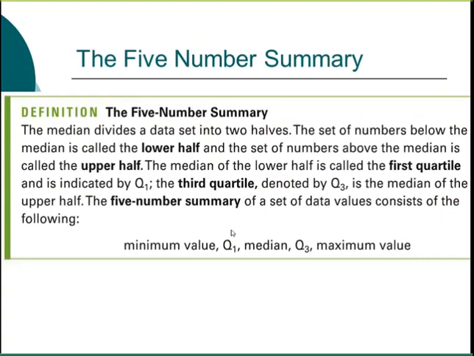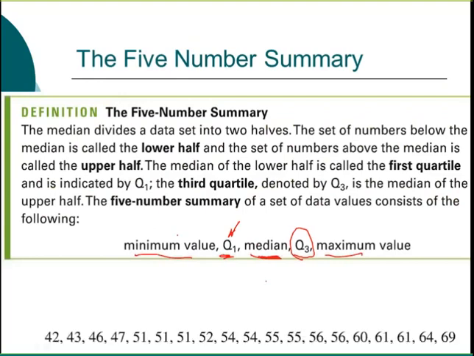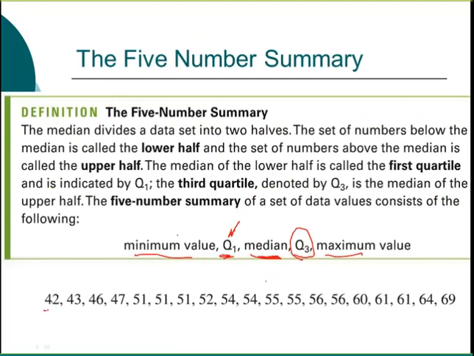Now, the 5-number summary is our last concept here. The definition of the 5-number summary is your minimum value, the Q1, which stands for quartile 1, the median, the actual middle number, and then quartile 3, and then finally your maximum value of a data set. So it's actually a very easy concept to do if you have your numbers in a list.